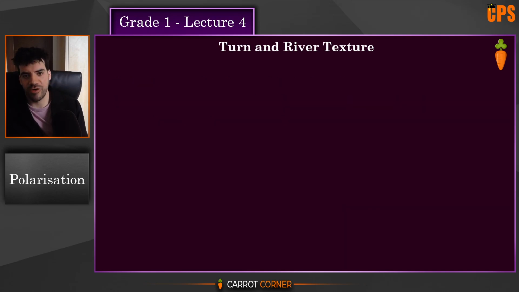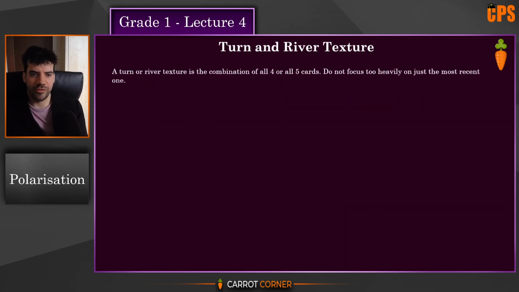Alright, on to turn and river texture now. So a turn or river texture is basically just a combination of all 4 or all 5 board cards. Don't focus really heavily or solely on the card that just came out. Yes, it's good to think about what that's done to ranges and recalibrate your assessment of how favourable a world you're in, your standards for bluffing, your relative hand strength, that sort of thing, whether you can value bet and for what sizing. This is all key, but don't obsess about just the card that came out.